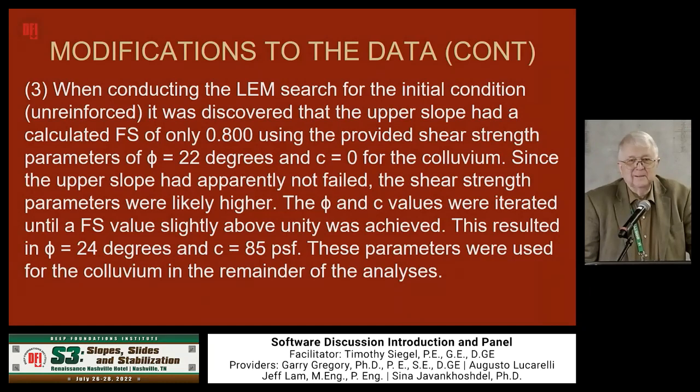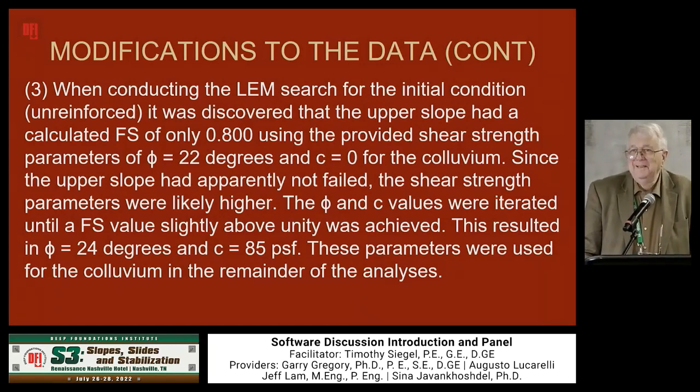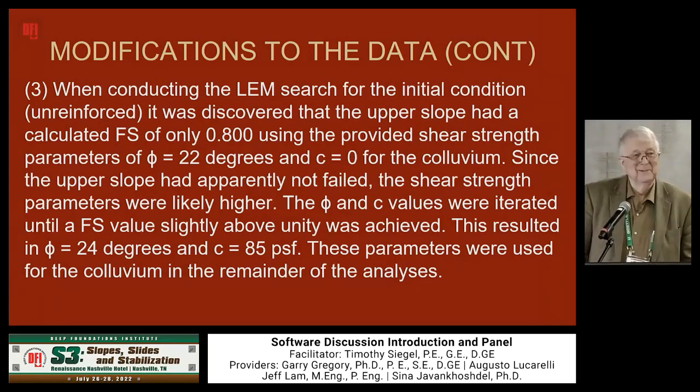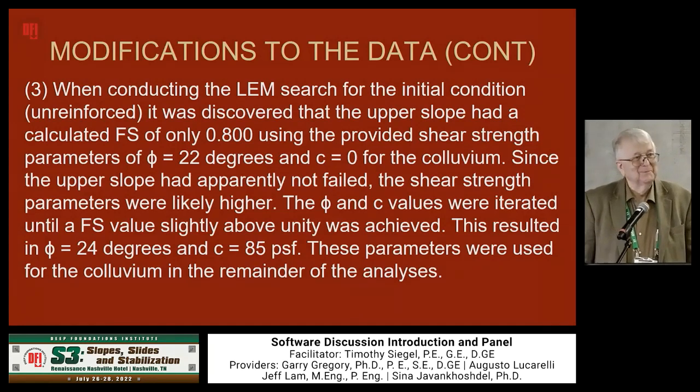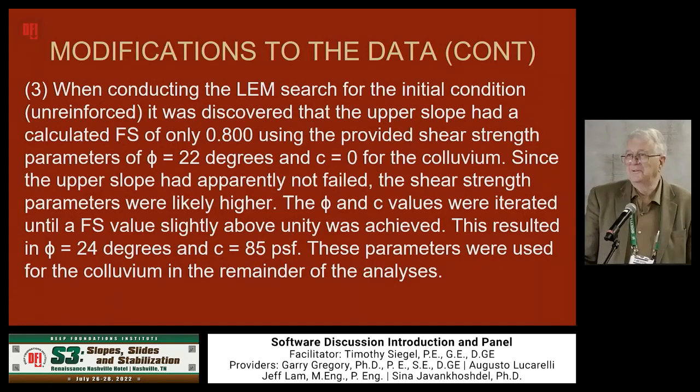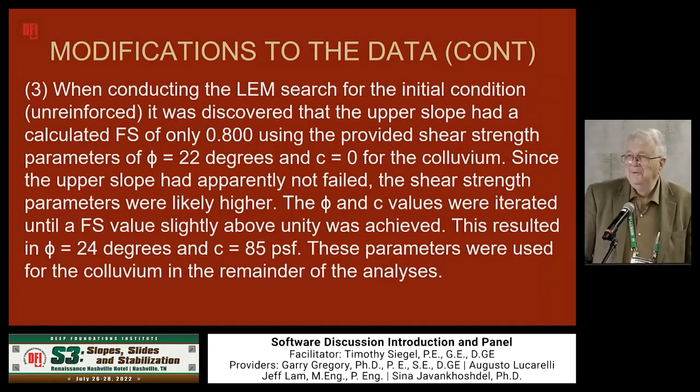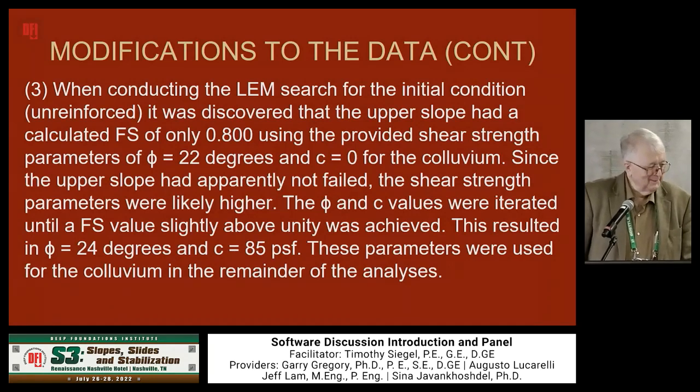And then one final thing on the modifications. When I was conducting the limit equilibrium search for the critical slip surface, I found that in the upper slope, up near the roadway, or whatever the structure was there, I got a factor of safety of 0.8. Well, the information I had, that area hasn't failed. So that implied to me that the shear strength parameters of phi equals 22 degrees and C equals 0 are likely too low. Otherwise, we'd already have a failure up there.